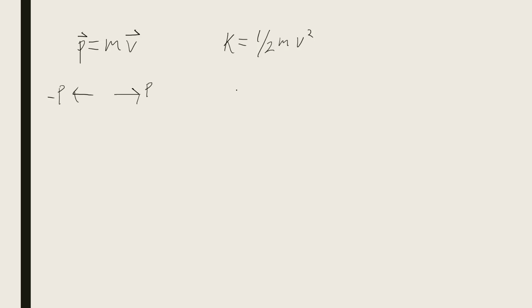You can't do that with kinetic energy because kinetic energy in one direction is positive and in the other direction it would also be positive. So it's not canceling out. You can't start with zero kinetic energy and just create positive and negative kinetic energy. It doesn't work that way.